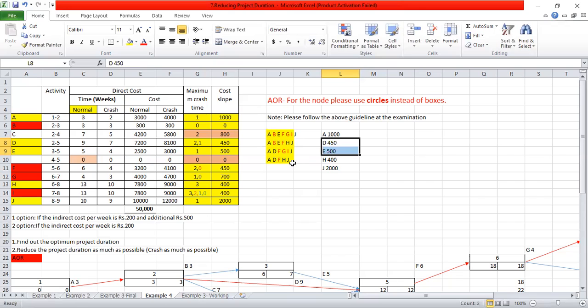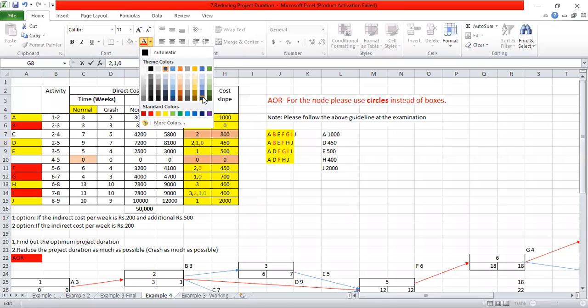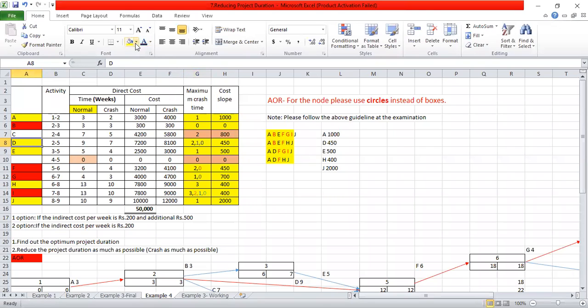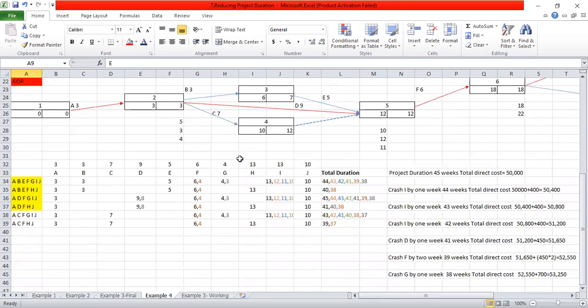J is 2000, it is really high. So better to crash D and E. D is there for these two and E is there for these two, right? So crash D and E by 1 week. When we crash D by 1 week, it should be 0 now. So D is also crossed now, and E is also crossed now.